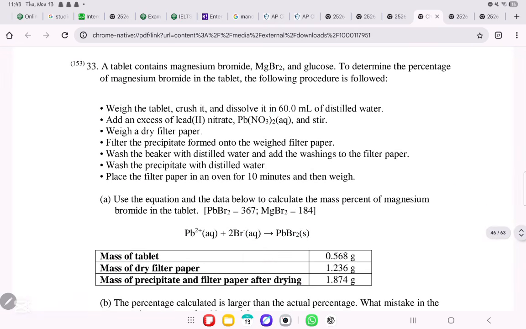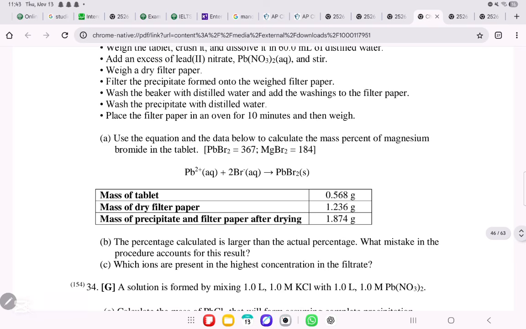A tablet contains magnesium bromide, MgBr2, and glucose. To determine the percentage of magnesium bromide in the tablet, the following procedure is used. Weigh the tablet, crush it and dissolve it. Okay, procedure. What do they want in part A? Use the equation and the data below to calculate the mass percent of magnesium bromide in the tablet. Okay, so what did they tell us?